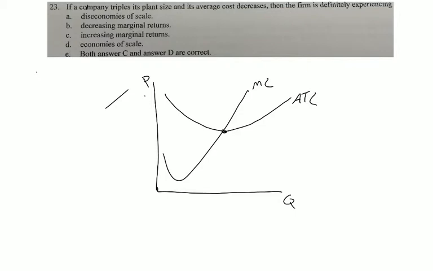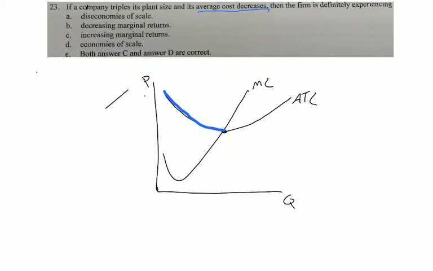Now let's come back to our question, and what we're going to do is just label different parts of this graph with the sections of the question that it's referring to. Alright, so we're talking about tripling plant size and average cost decreases. So that's the first thing we want to find on the graph. Where is average cost decreasing? Well, as I take a look at the graph, we can see that average cost decreases in this range right here. This is where we see average costs going down.